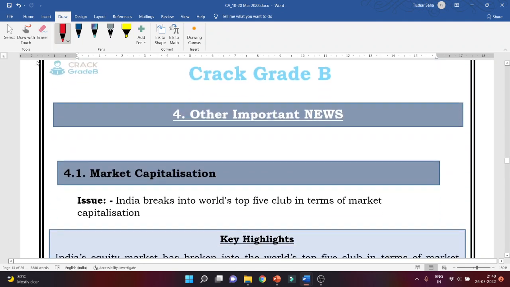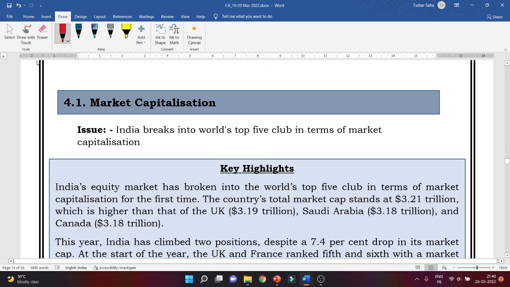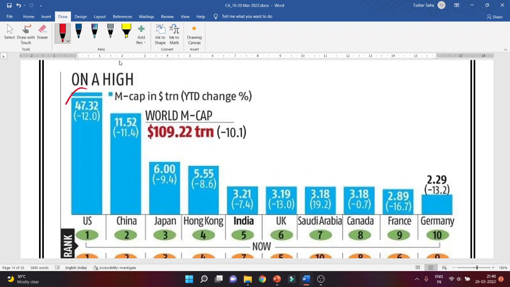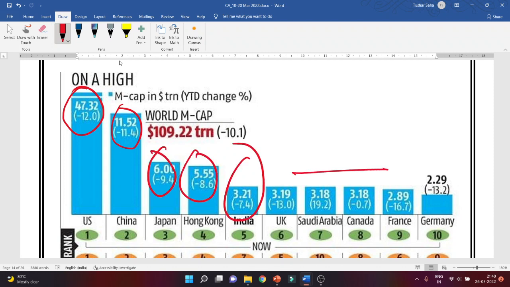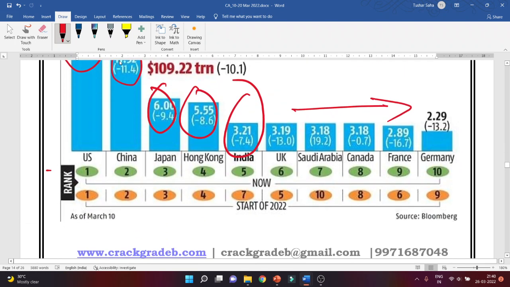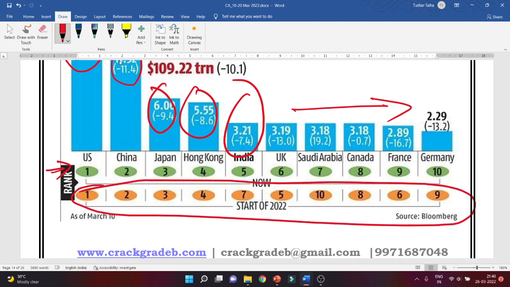Okay, so let's move forward. Market capitalization. Now this is one of the very important news items, but certainly this can change, because when the market is open, you don't know how things go up and down. Recently India entered the top 5 club in terms of capital market capitalization. Number 1 is USA, number 2 is China, third is Japan, fourth is Hong Kong, and number 5 is India. This can change, because as of March 10 this is the status, but at the start of 2022, in January, India's rank was number 7. So you can go through it.